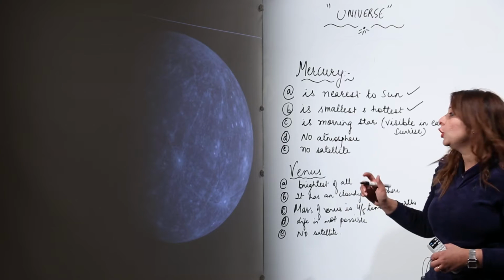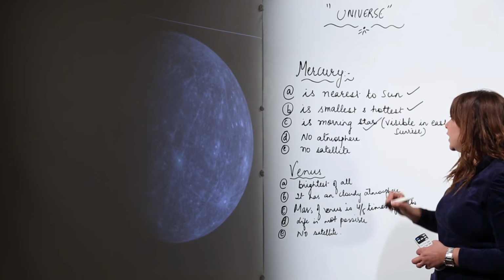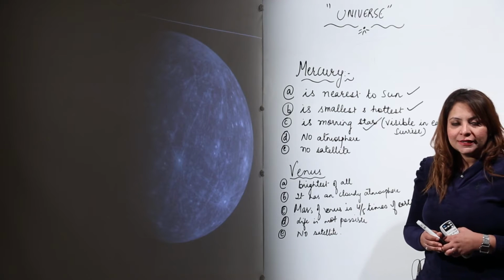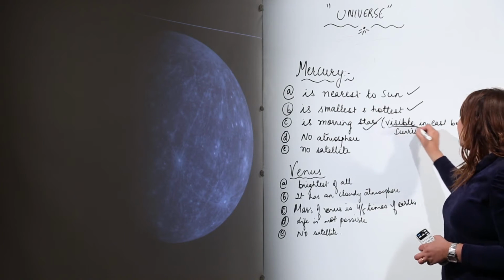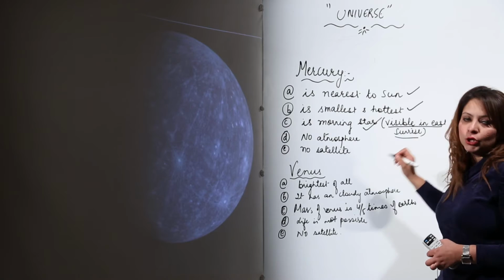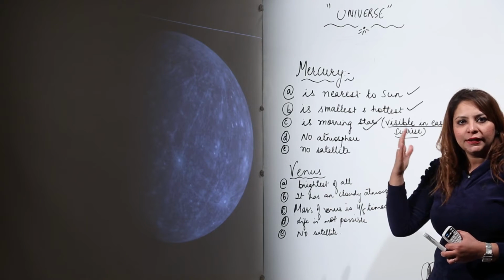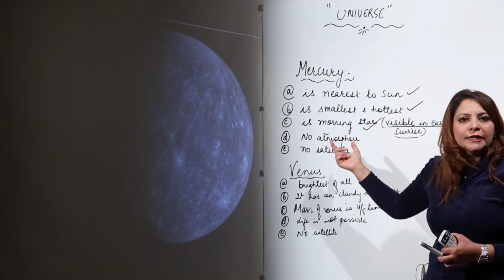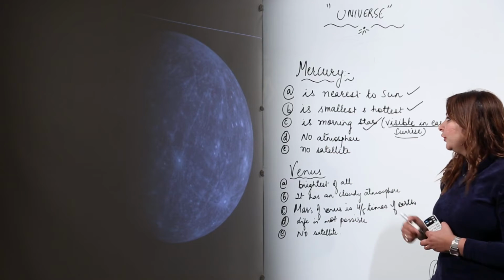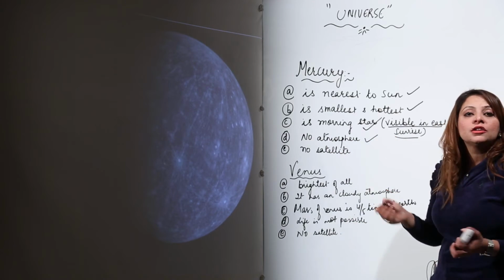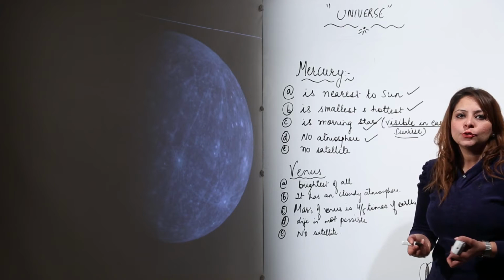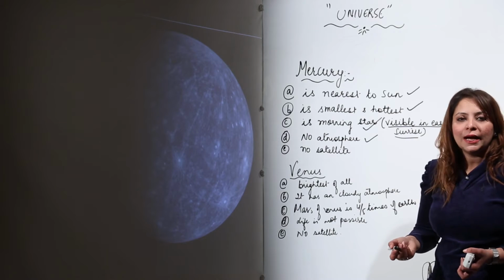And you know that it is also called the morning star. It is called the morning star because it is visible in the east before sunrise. So before the sunrise, this planet is actually visible in the east direction. Therefore it is called the morning star. And moreover, it has no atmosphere. So obviously if atmosphere is not there, it cannot support life also.